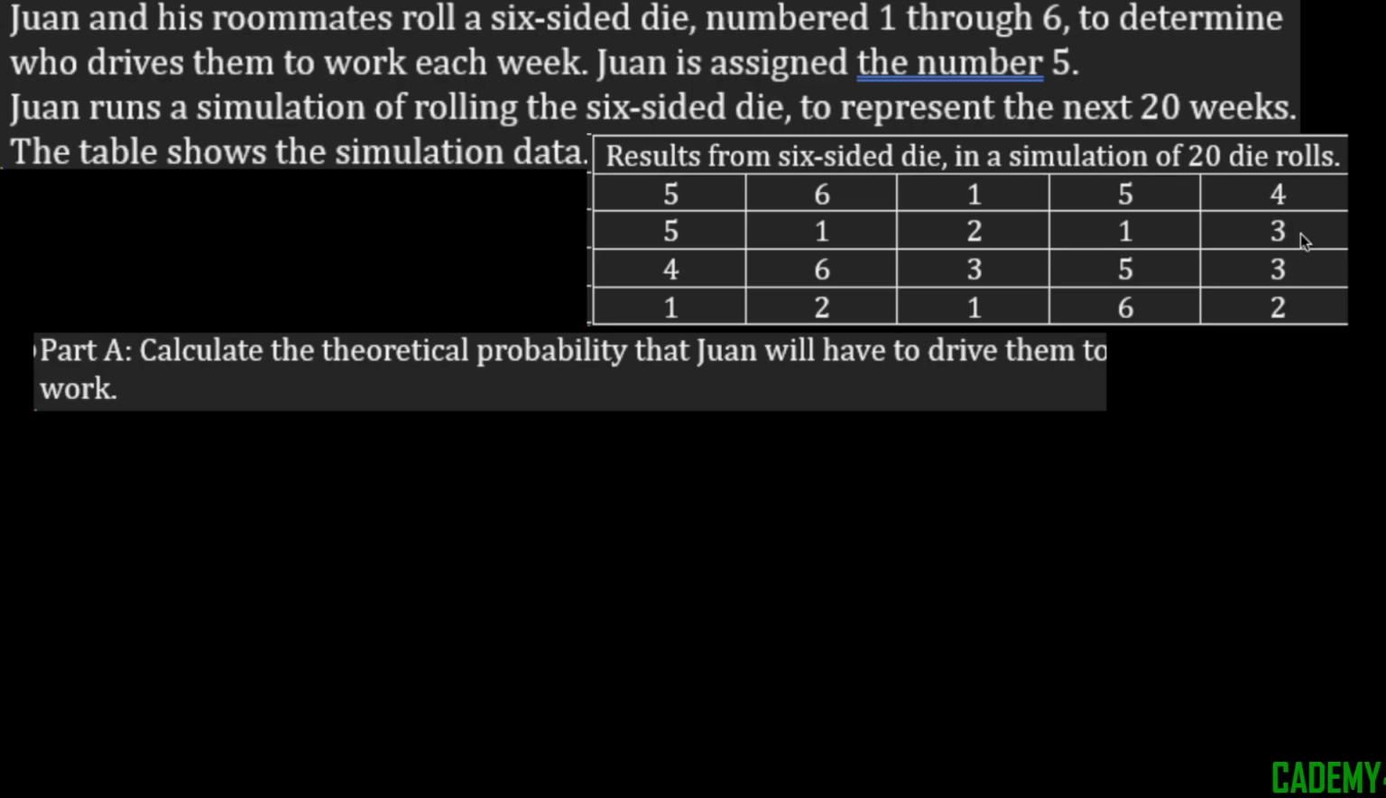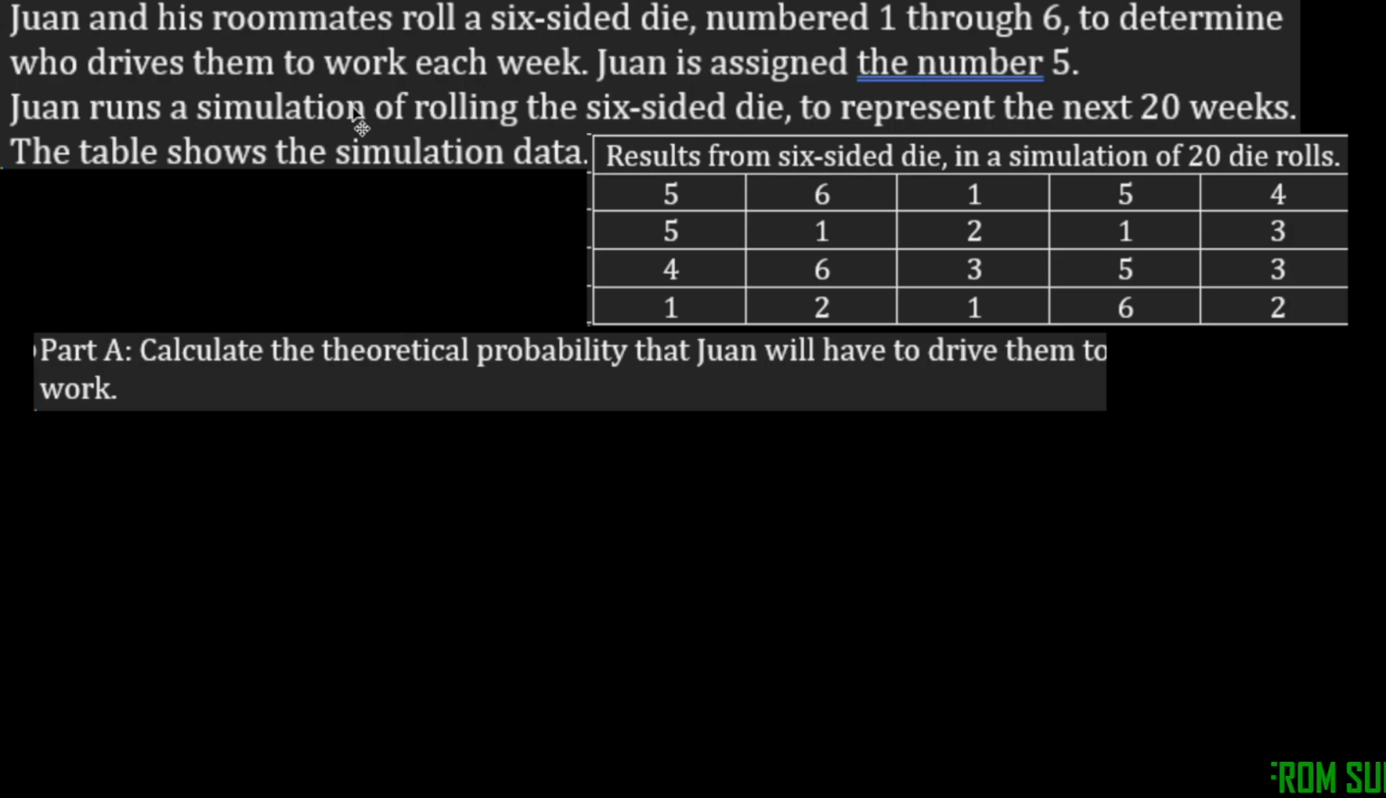In this video, we're working on doing some probability and statistics practice. I'll go through some of these problems, reviewing what we talked about and summarizing it all together. In the first part, it says Juan and his roommates roll a six-sided die, numbered 1 through 6, to determine who drives them to work each week. Juan is assigned the number 5.